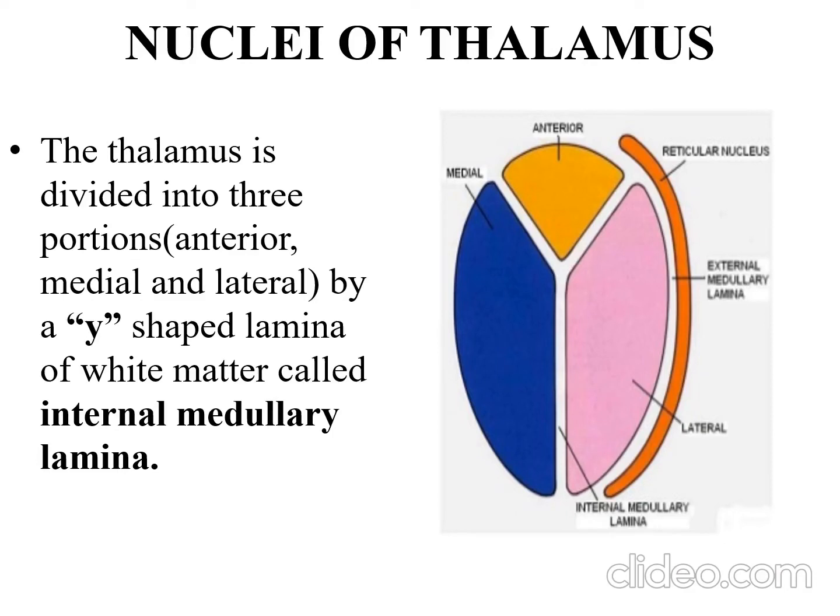Next we will study the nuclei of the thalamus. The thalamus is divided into three portions: anterior, medial and lateral, by a Y-shaped white matter called the internal medullary lamina.